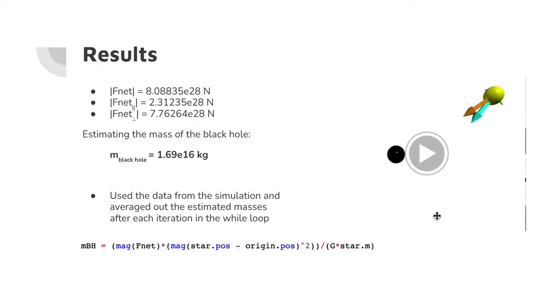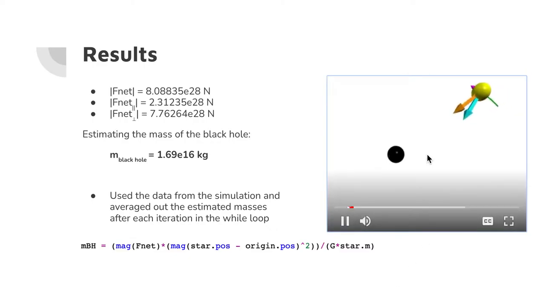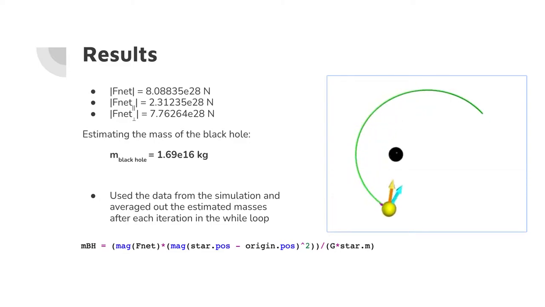This simulates the star's motion around the black hole. The orange arrow represents F-net perpendicular, which points to the kissing circle. The blue arrow represents net force, and the purple arrow represents F-net parallel.